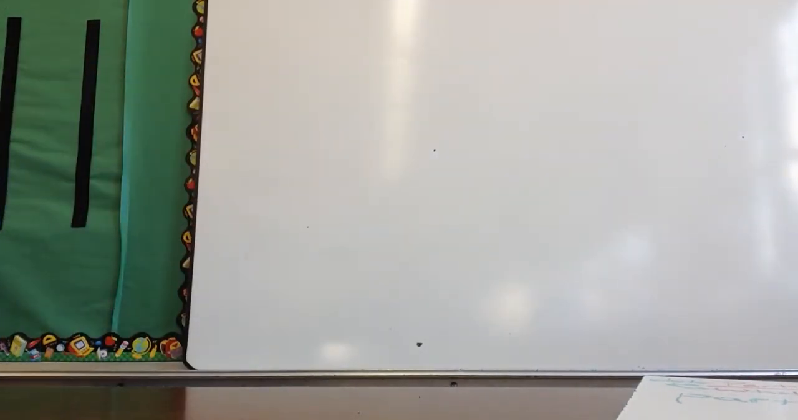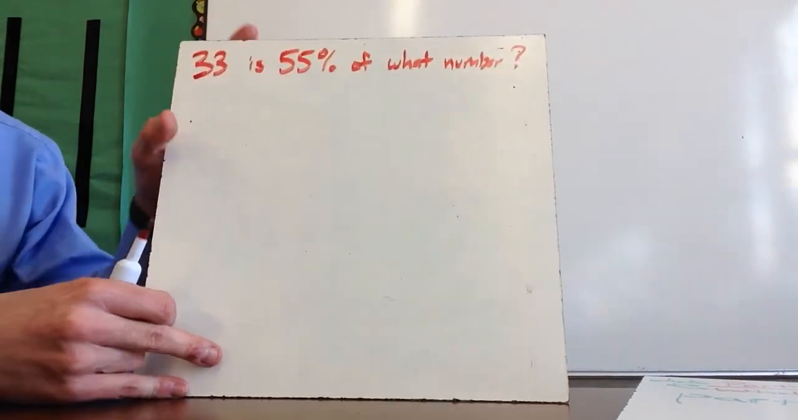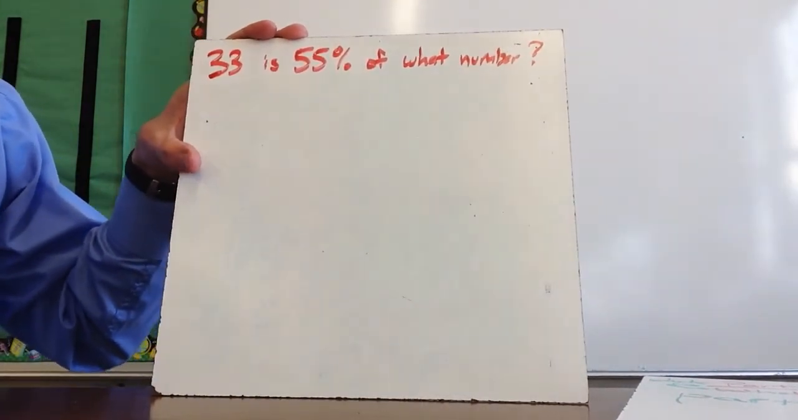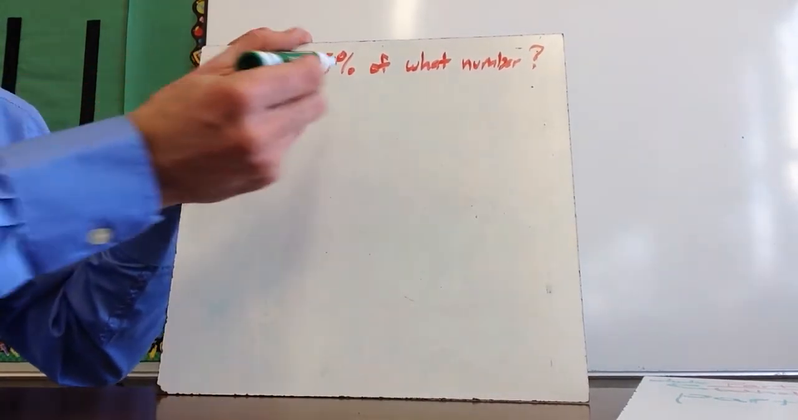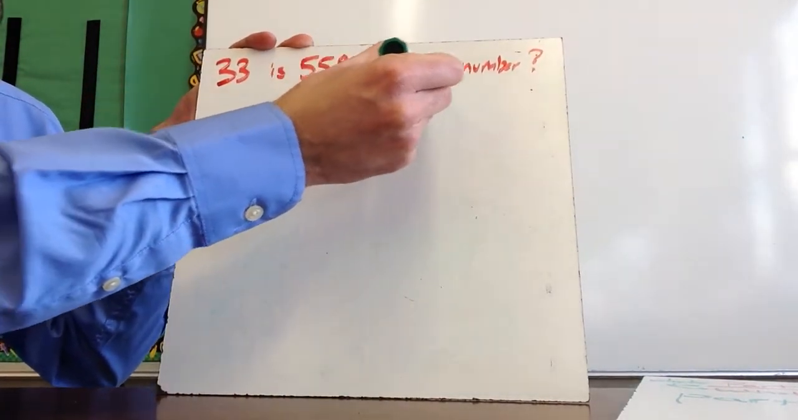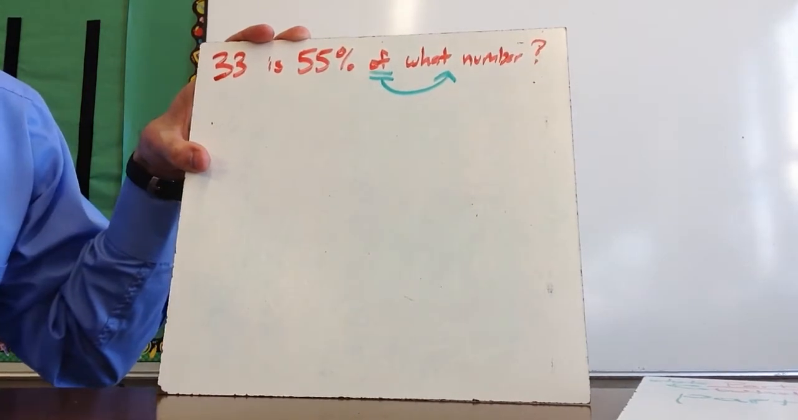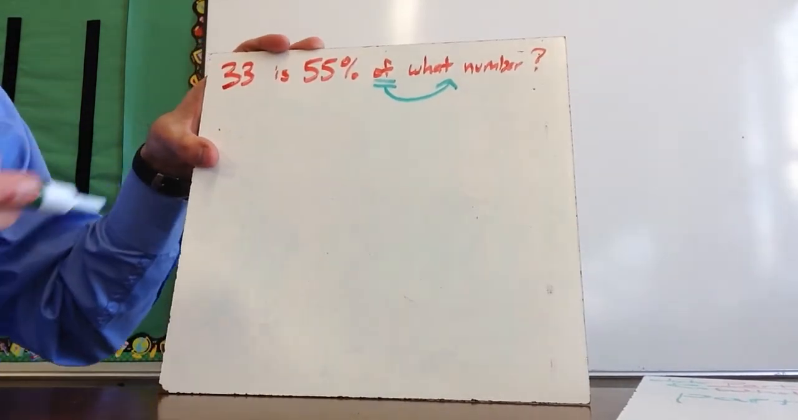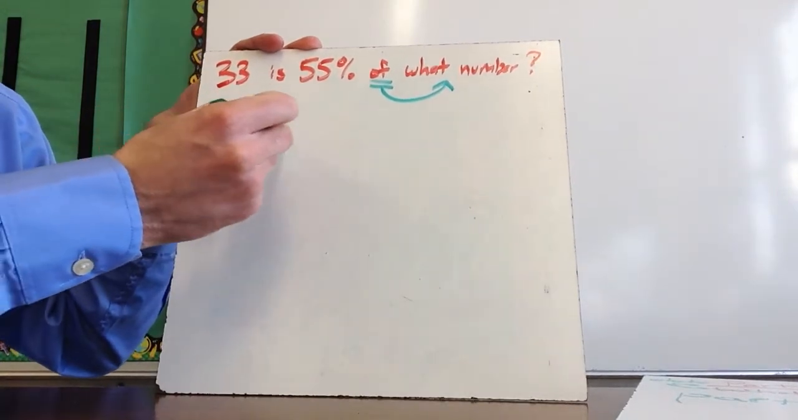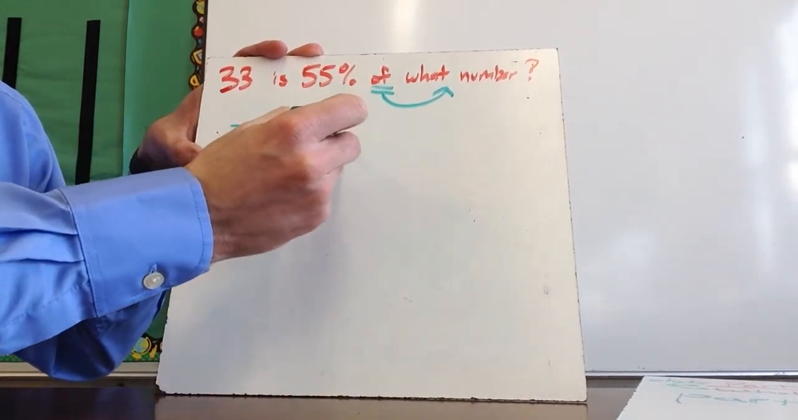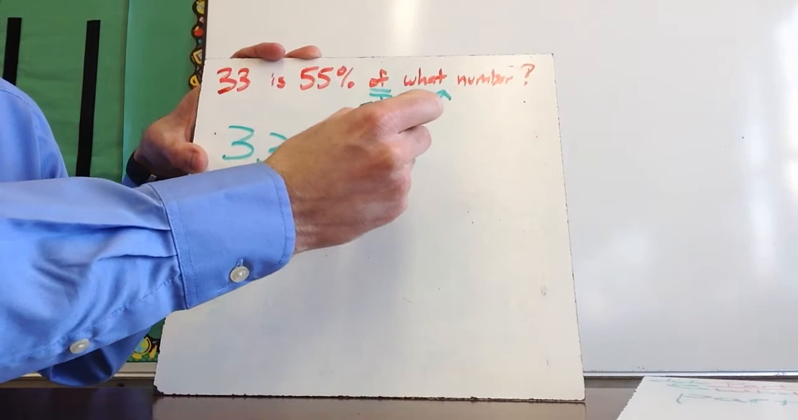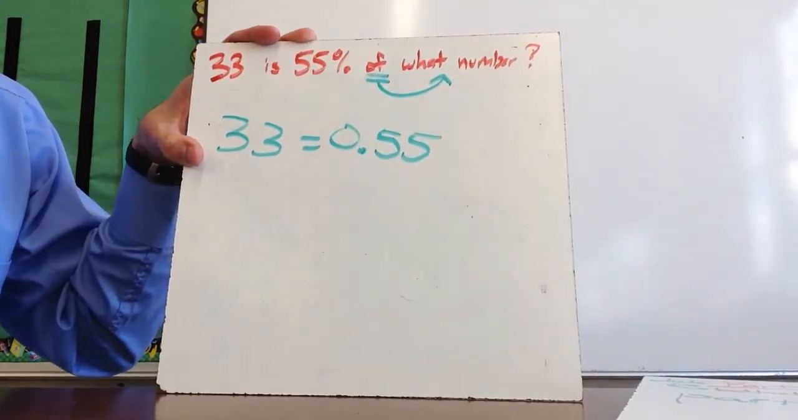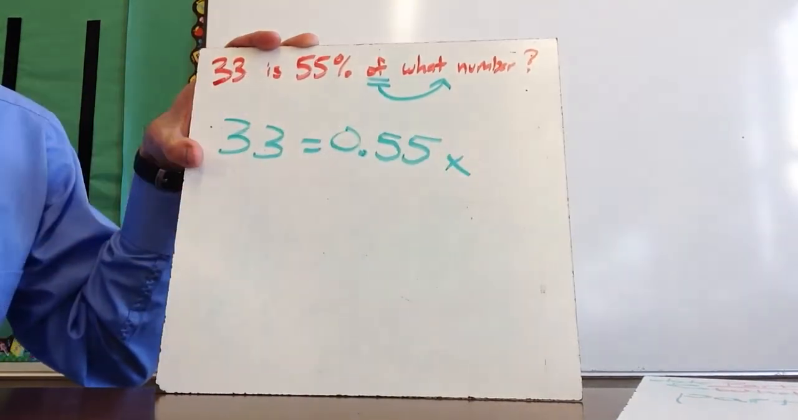All right. Now, again, using part equals percent times whole, I need to figure out what is the part, what is the percent, what is the whole. The word of tells me that whatever comes next is going to be the whole. Since that is what number, that's the x, I don't know. So this is going to be 33 is my part, because 55 must be my percent. Remember, I need to write 55 in decimal form, and then this is going to be x.